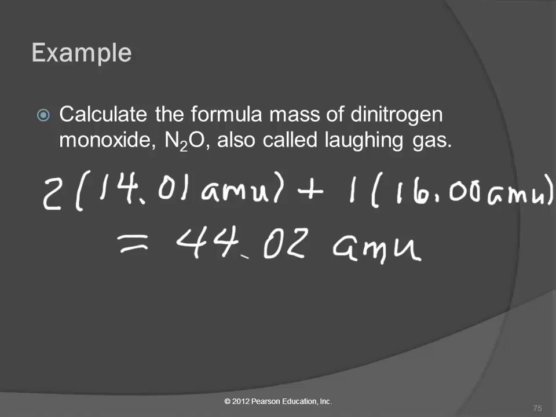Remember, an atomic mass unit is really, really small. It's like 10 to the minus 27 kilograms. So it's a very, very small mass unit. Any questions? Should we do another example? Let's do one more.